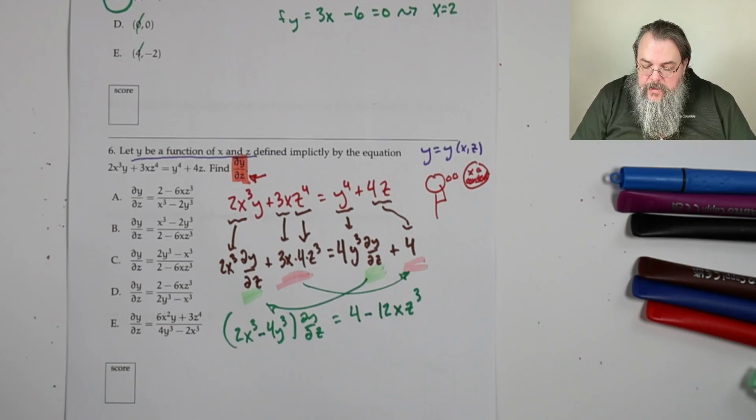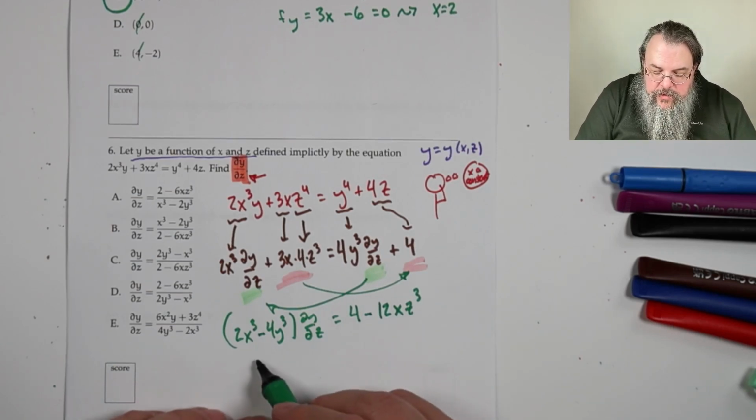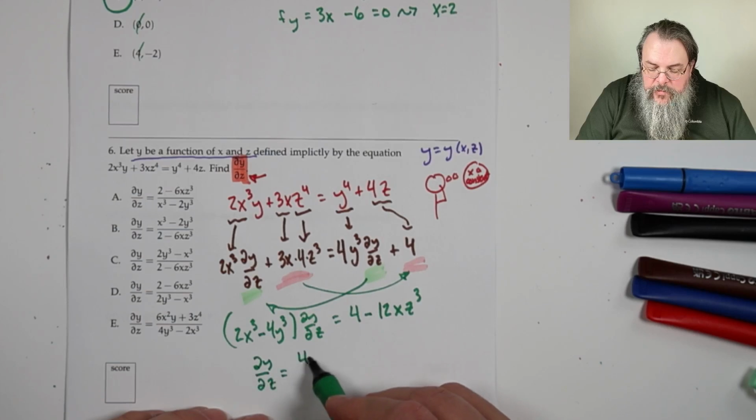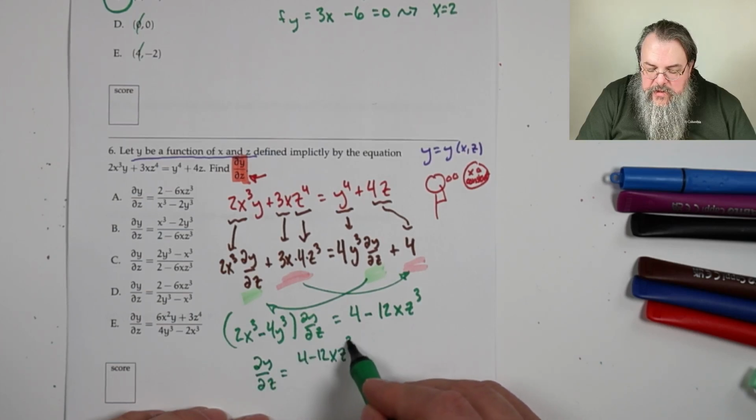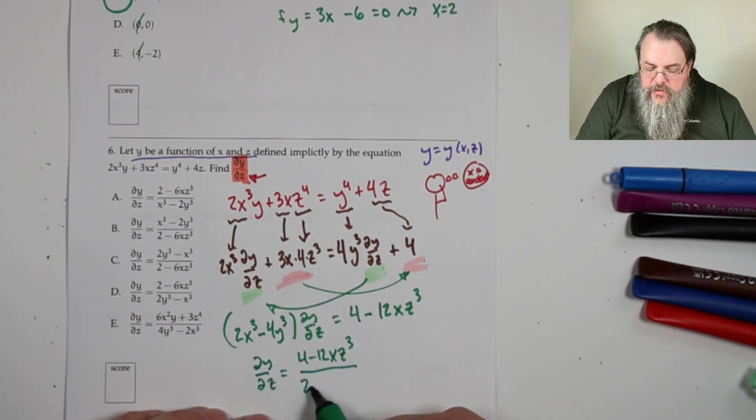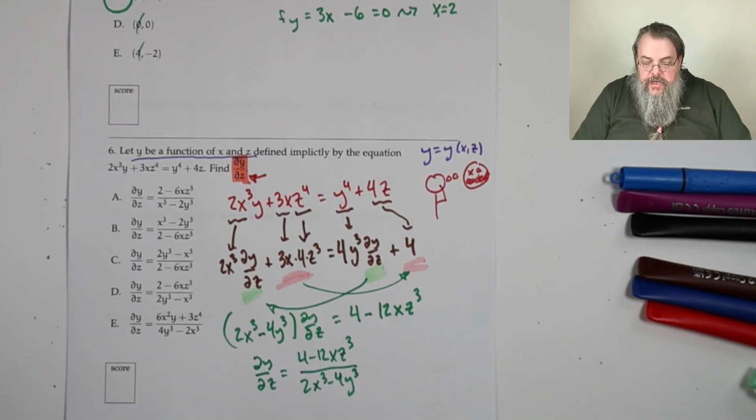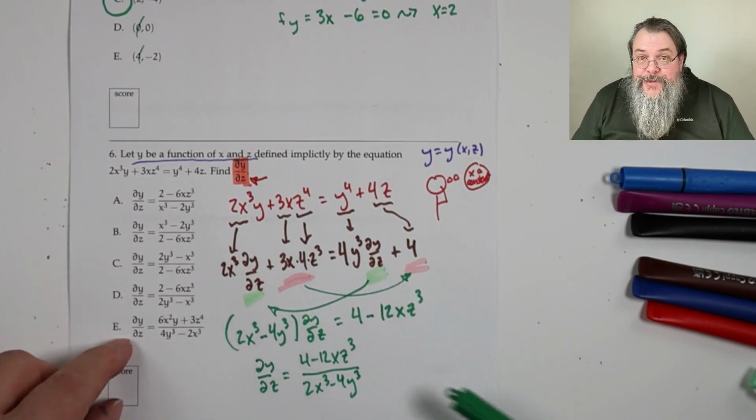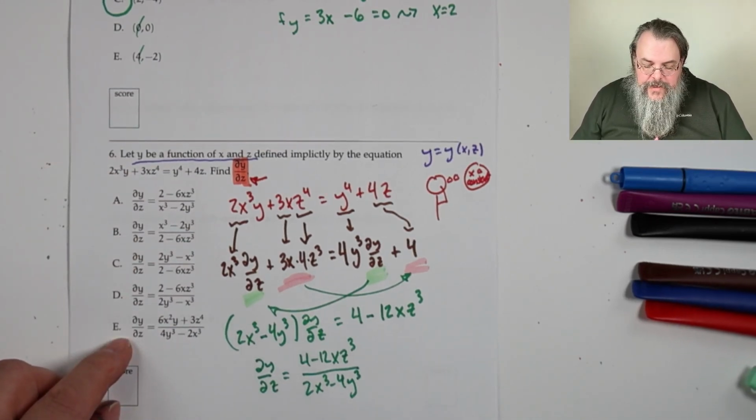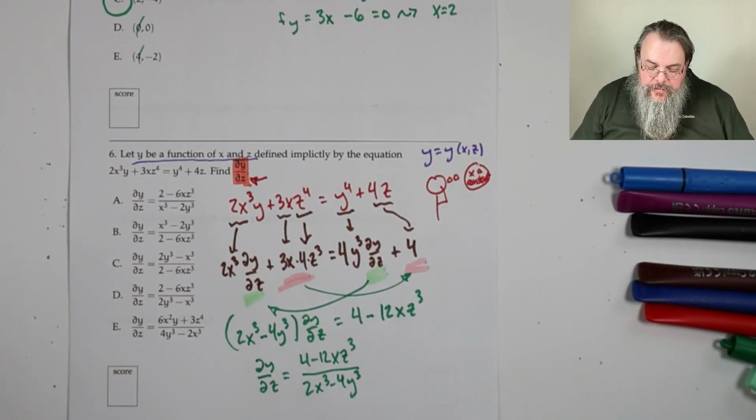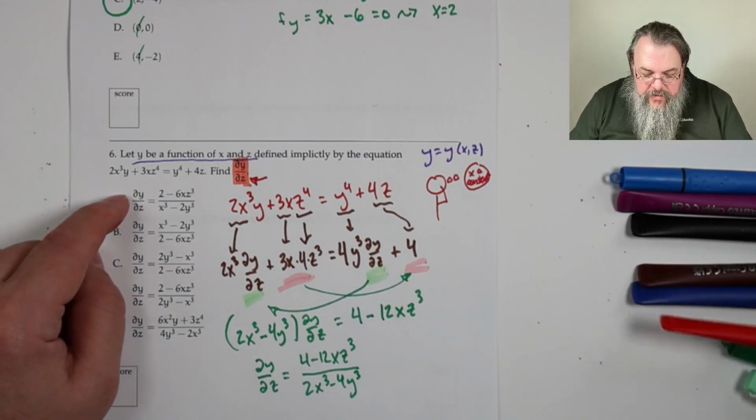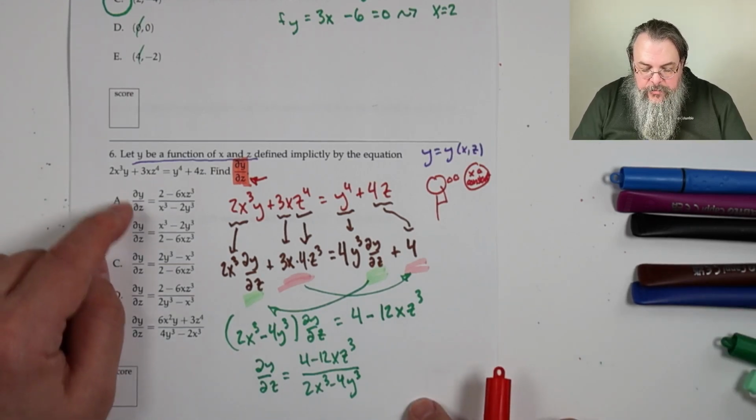All right, well, okay, so now divide. Partial y, partial z is 4 minus 12xz cubed over 2x cubed minus 4y cubed. Okay, now, does that look like any of our options? And remember, they may have done some simplifying. So let's see, does it kind of look like 2 minus 6xz cubed over x cubed minus 2y cubed?